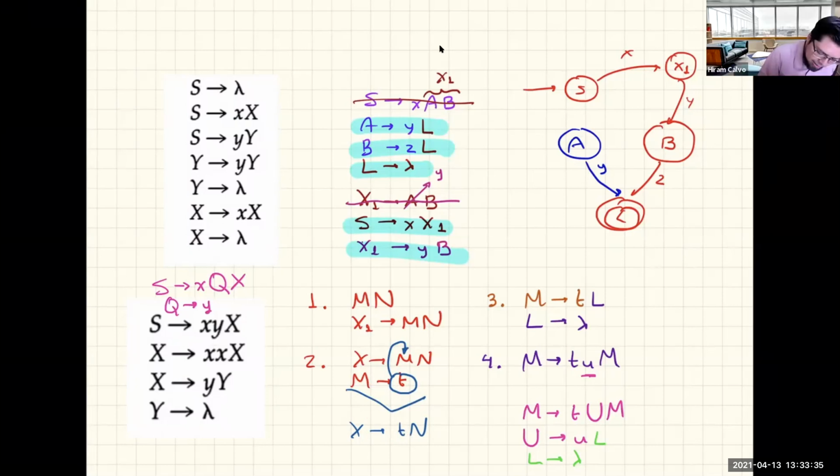Also, be aware that this works whenever M is substituted only by T. If you have another thing here, like M also produces, let's say, U, then you need to write both ones, X Tn and X Un. Why? Because you have these two rules. Substitute them here and here, then you will have two rules, this and this.